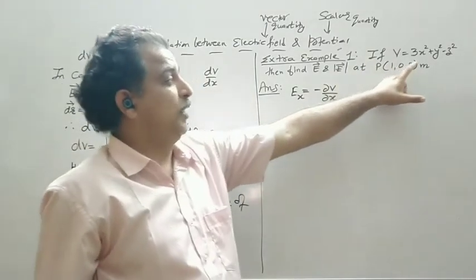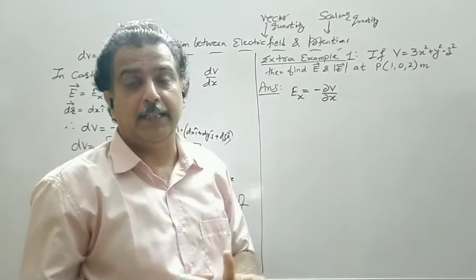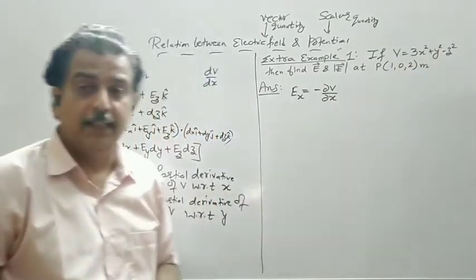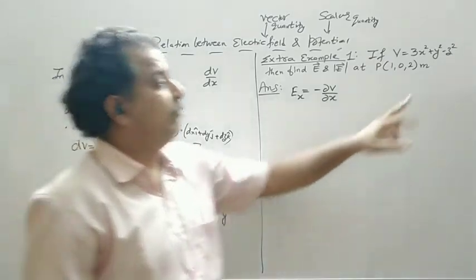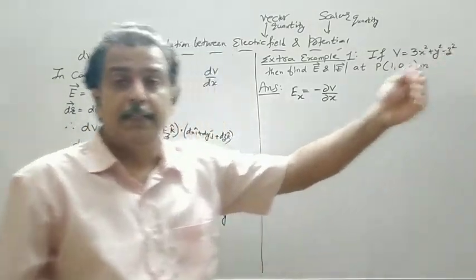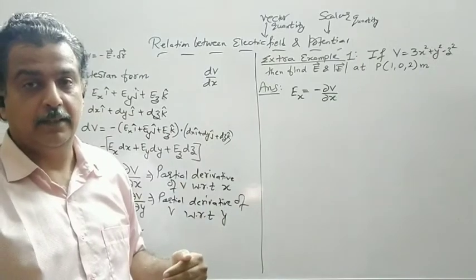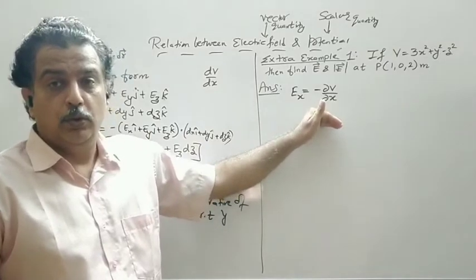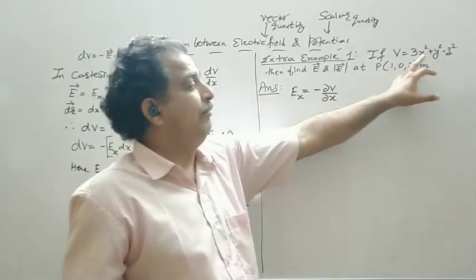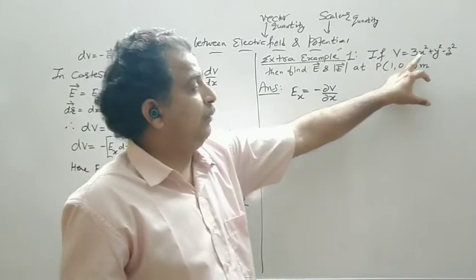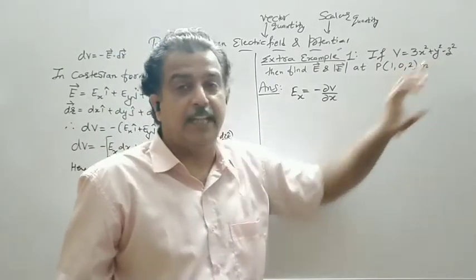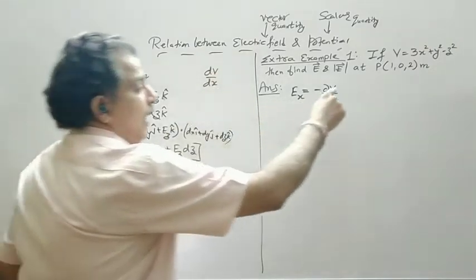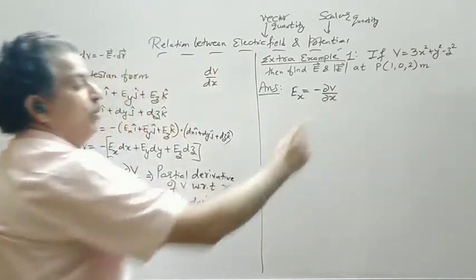The mathematics students know, for 3x square you will write 6x. For y square you will write 2y dy by dx. For this you will write minus 2z dz upon dx. But when I say the partial derivative, only do the derivative of the x variable, consider y and z to be constant. So there is a difference between dV by dx and del V by del x, or partial derivative of V with respect to x.